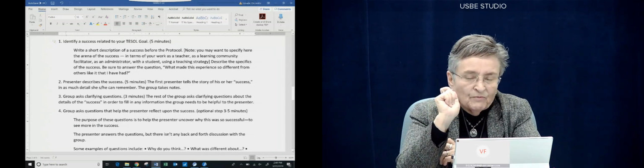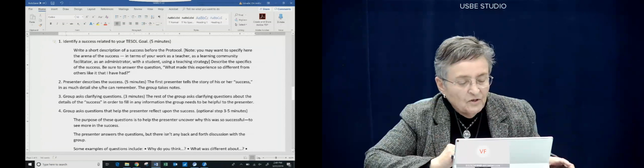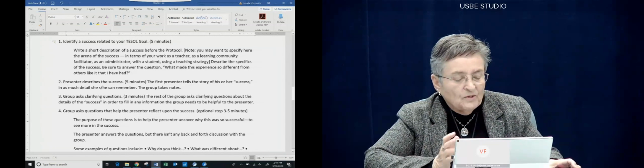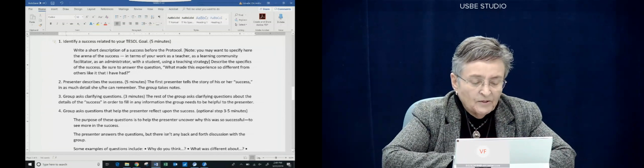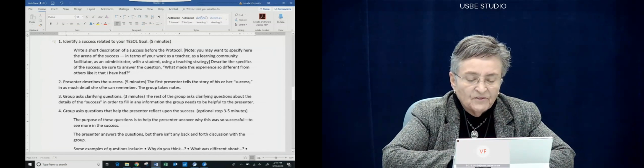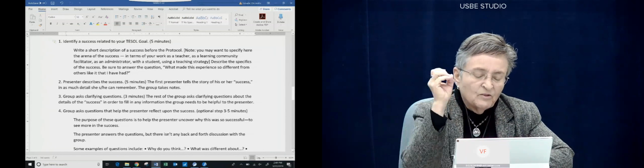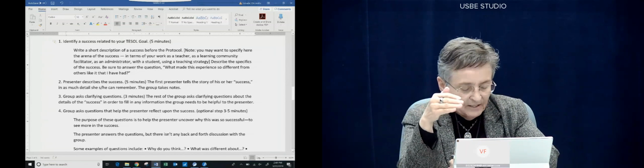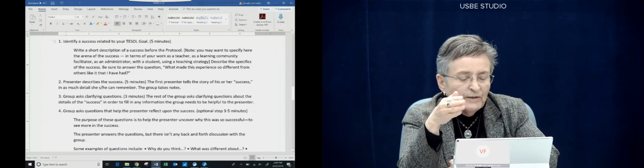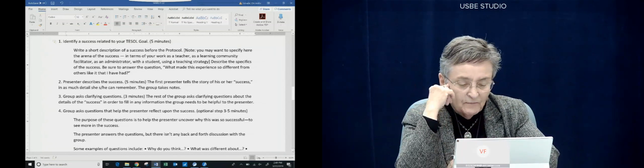So remember, in clarifying questions, you're just trying to better understand the context. So, very simple questions. And then the group asks questions that help the presenter reflect on the success. So the purpose of these questions is different. One is about clarifying, the first part is about clarifying the context, because we want to be helpful to the presenter, but we also want to understand it. So we're just going to ask clarifying questions.